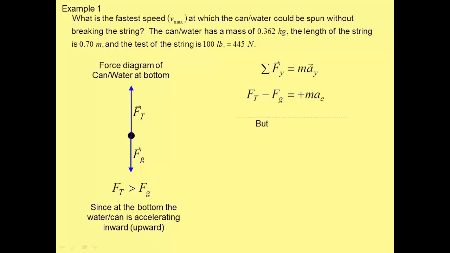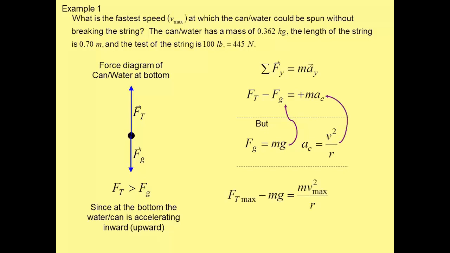Now, a couple of things we know. We know, as we've done many, many times, that we can rewrite the force of gravity, or weight of the water and can, as the mass times the gravitational field strength. So that can be substituted in there. We also know after our lab and our proof that the centripetal acceleration is a special acceleration. It is always directed inward and has a magnitude of speed squared over the radius. So we can plug that in as well, giving us the force of tension minus the mass times the gravitational field strength equals mv squared over r. You notice how this is the net force, which is the centripetal force, which is the difference of the forces?